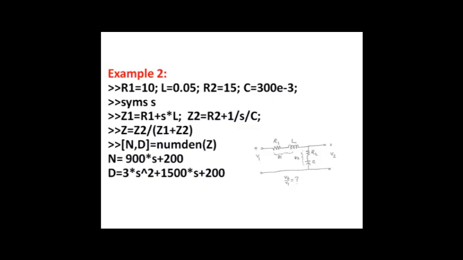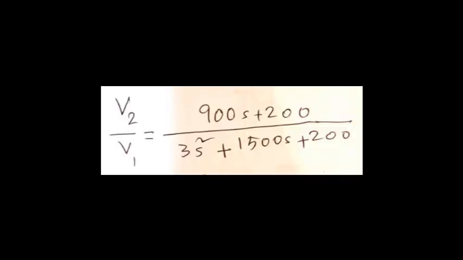If your execution is successful, you're gonna see n as 900s plus 200 and d as 3s square plus 1500s plus 200. In the end, we obtained the V2 by V1 transfer function as 900s plus 200 divided by 3s square plus 1500s plus 200, as you see on the screen.